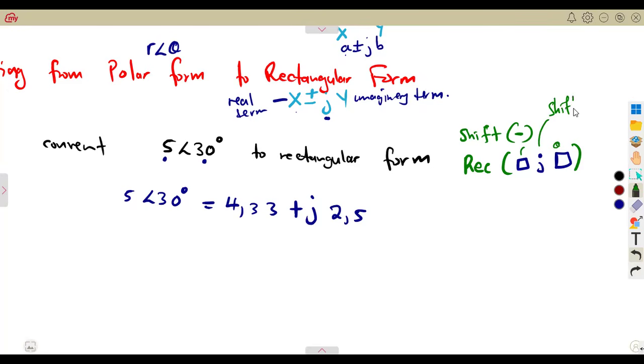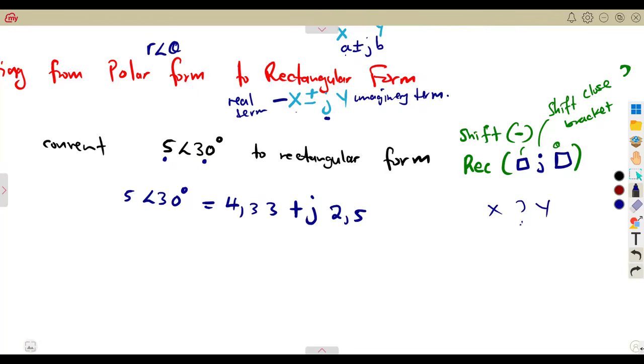Like I said, the comma that you're seeing here always comes from shift, close bracket. You check where the close bracket is on your calculator. The moment you equate, you obtain the value of x and the value of y, which represents x, a real term, and y, an imaginary term in rectangular form.